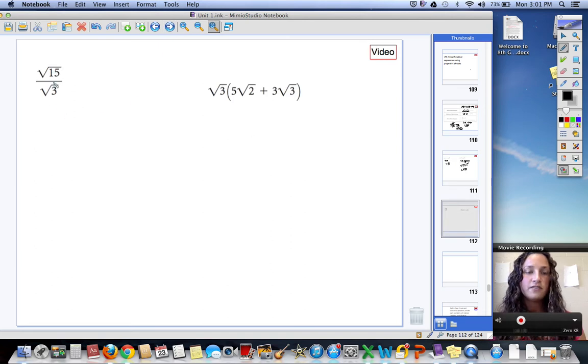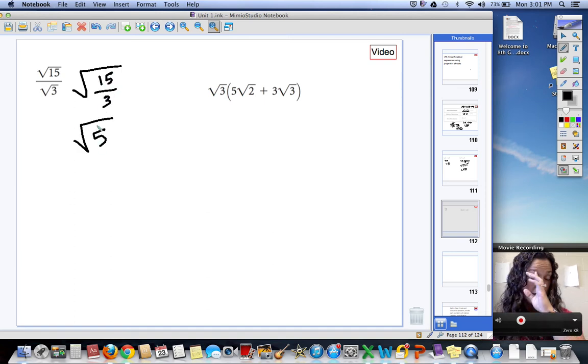So here, 15 can be divided by 3, so I'm going to just do this. 15 divided by 3 is 5. The square root of 5 is an irrational number, so I'm done. This is the simplest form that I can get. I cannot take the square root of 5. I'm done.